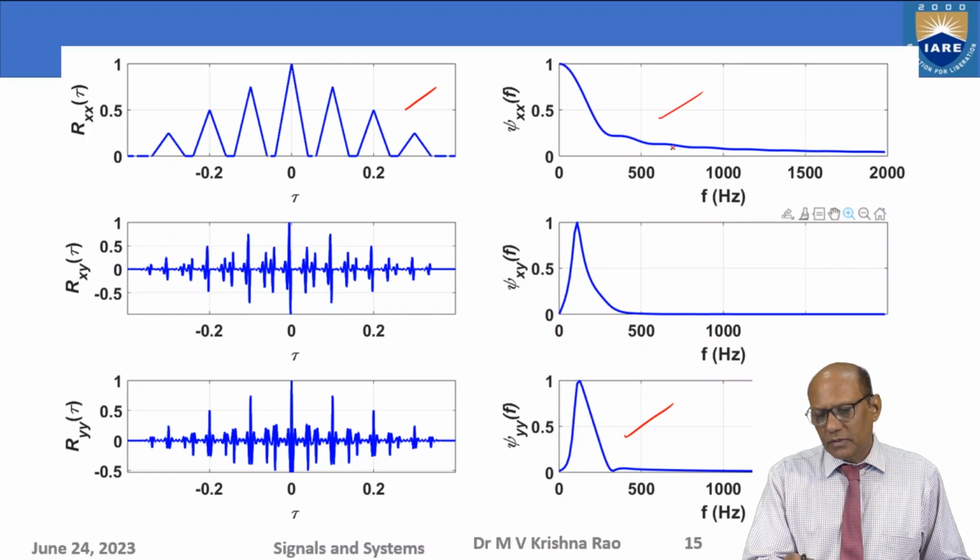This should show some lines, but because of the number of discrete frequencies which I am taking, they are probably not showing here. But the shape is the same. This multiplied by this, you will get this.